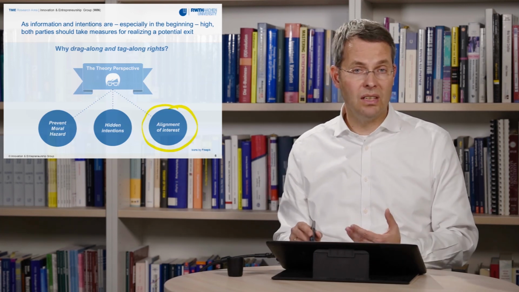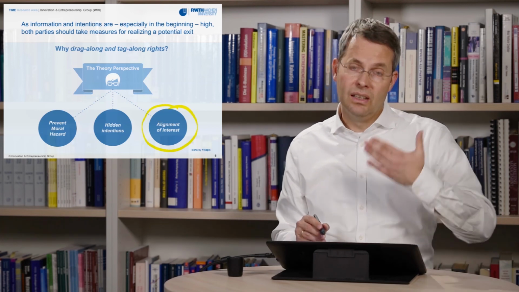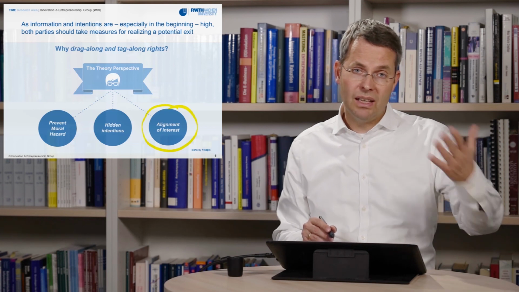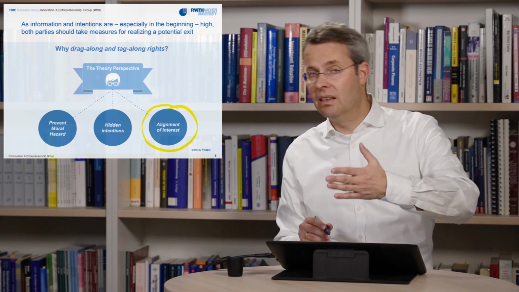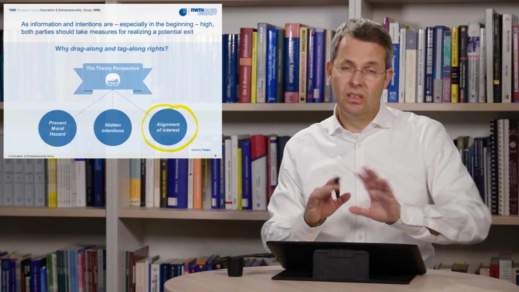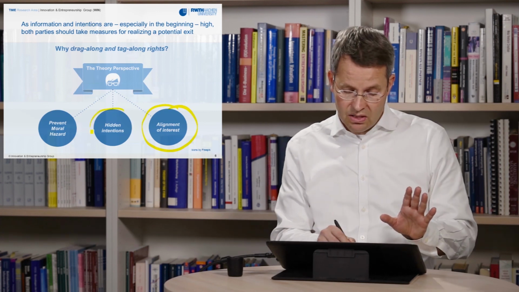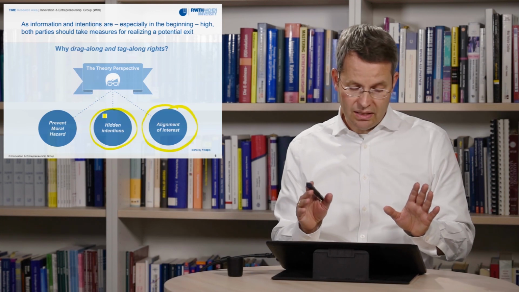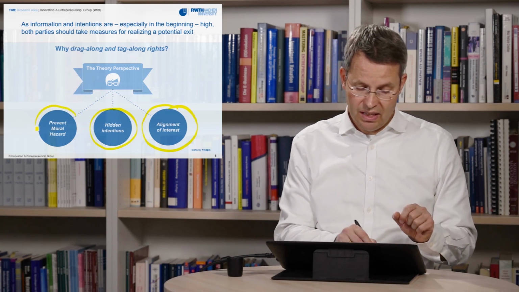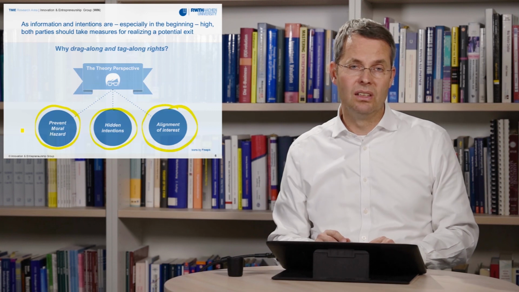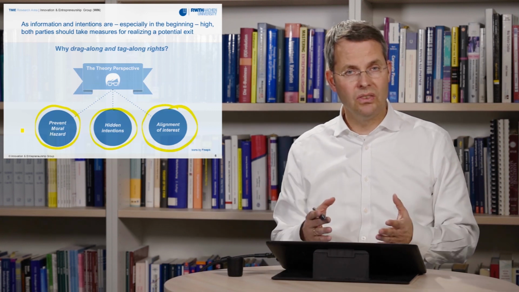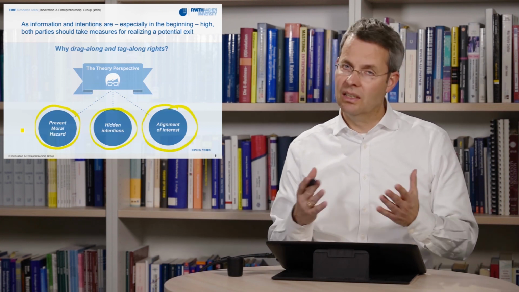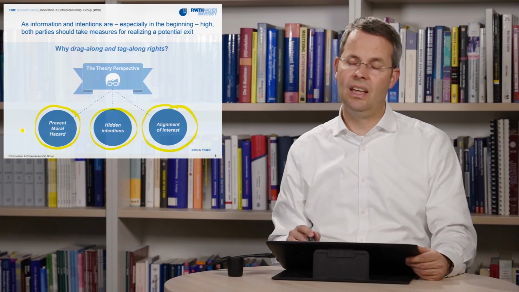If you have hidden intentions, because in the company presentation you say you want to exit the company, but in the back of your mind you never want to do that, hidden intention, well, it's not going to work with the drag-along right. So the VC prevents that moral hazard. And again, using theory really helps you understand drag-along and tag-along rights.